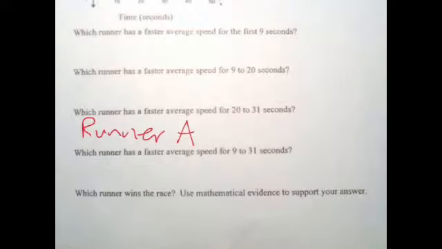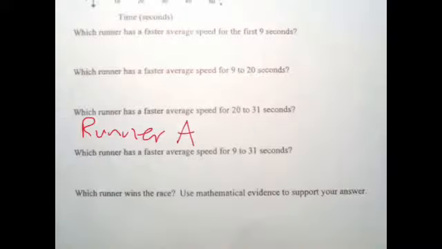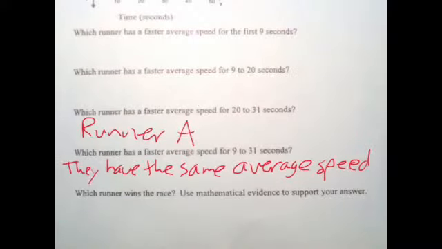And it's asking which one had a faster average speed from 9 to 31, so from here over to here. Well, they start at the same position, they end at the same position between those times, and so they actually have the same average speed. And then that brings us to the last one. Which runner won the race? And use mathematical evidence to support your answer.